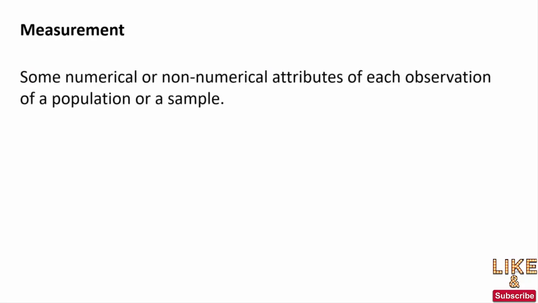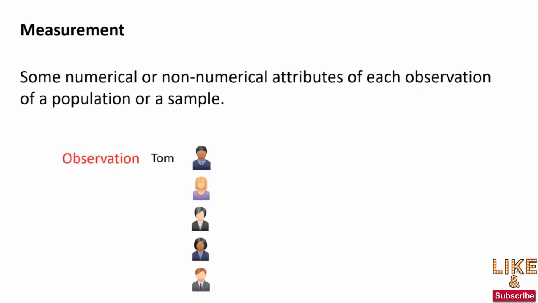We use the term measurement to represent some numerical or non-numerical attributes of each observation of a population or a sample. For example, here, we have a sample dataset that consists of 5 employees. Tom is one of them, an observation of our sample dataset. His age is 25, and his motivation level is scored 6 out of 10. In this case, the age of 25 and the score of 6 are measurements of this observation.